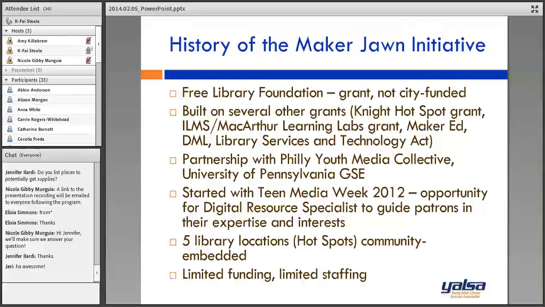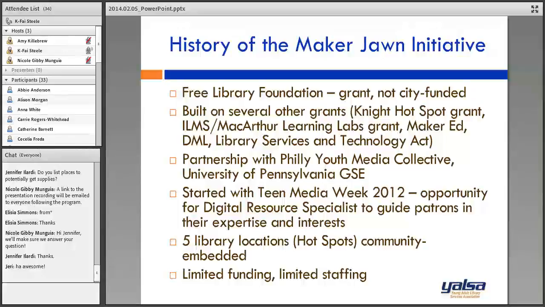We also built on an IMLS MacArthur Learning Labs grant that we got to plan and design a teen space in the lobby of our Parkway Central Library, and the Maker Ed Initiative grant that I mentioned a second ago. We also got a DML grant last summer to do a connected messages project. I'll put links to all of this afterwards, but it was in partnership with the University of Pennsylvania. It was a digital/physical interactive mural. And now we have a Library Services and Technology Act grant specifically for Maker programming.